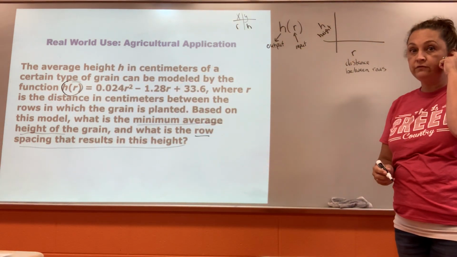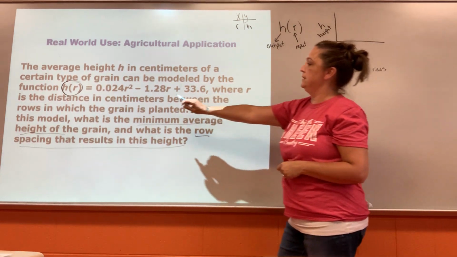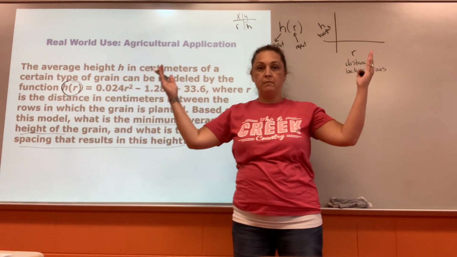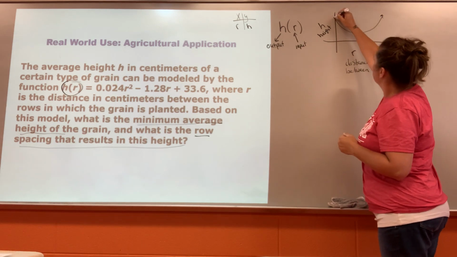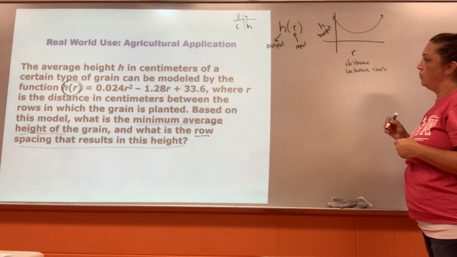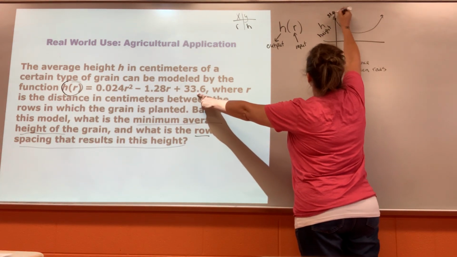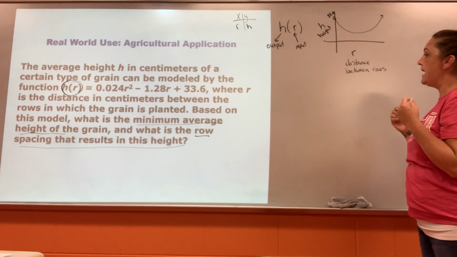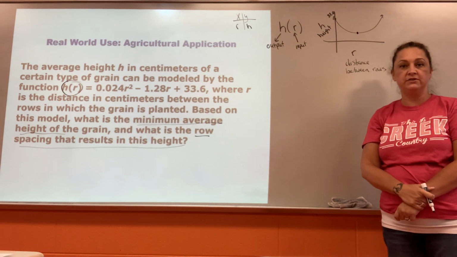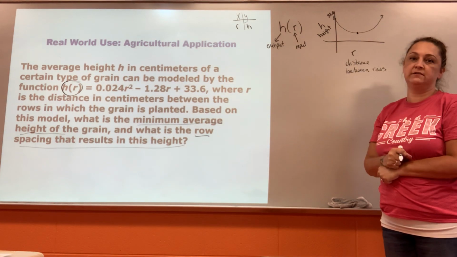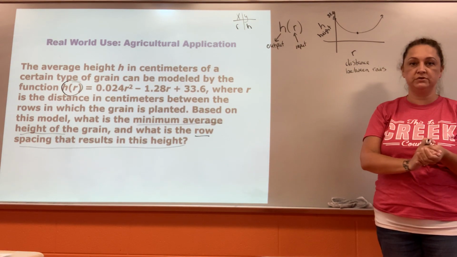Okay, well, I don't know for sure the exact location of all this, but I do know that it's a positive lead coefficient, so my parabola is going to open up. It's going to look something like this. We know for sure that the y-intercept is 33.6, and it's asking us for a minimum. A minimum happens at the vertex. You know how to find a vertex of a quadratic. So let's take everything we know algebraically about quadratics and apply them to real stuff.